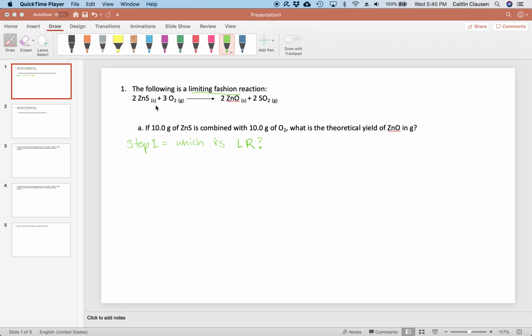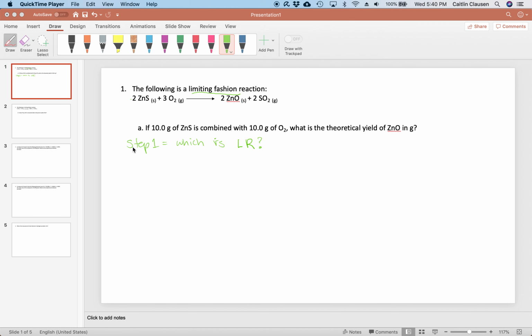The first question gave you the following limiting reactant reaction. Because it's a limiting reactant problem, in the first part of the problem, I'm asking you for the theoretical yield. So your first step should be to find the limiting reactant, the reactant that will tell you exactly how much of the product is going to be made. It controls the amount of product made.